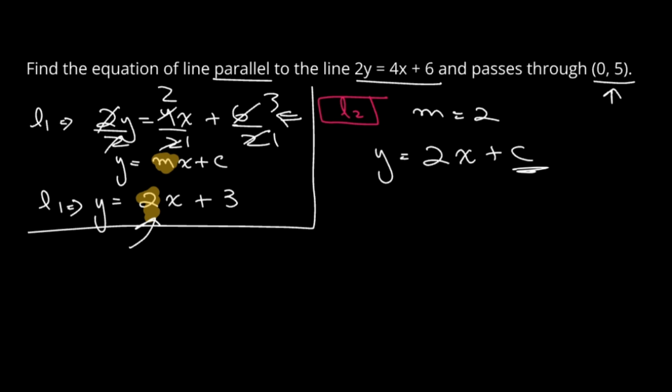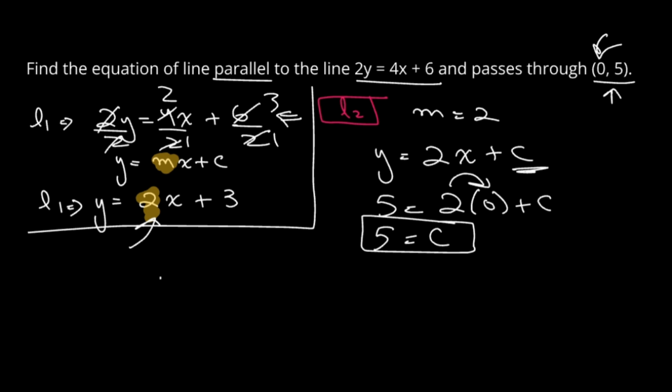Now to find out the value of c, I'll use the coordinates (0, 5). So for y, I'll substitute 5, and for x, I'll substitute 0. So 5 equals 2 times 0 plus c. So 2 times 0 is 0. So 5 equals 0 plus c. So c equals 5. So its equation becomes y equals 2x plus 5. Note that the line L2 passes through (0, 5), which means that the y-intercept is 5.